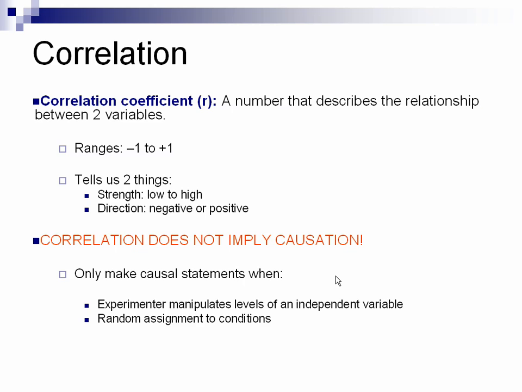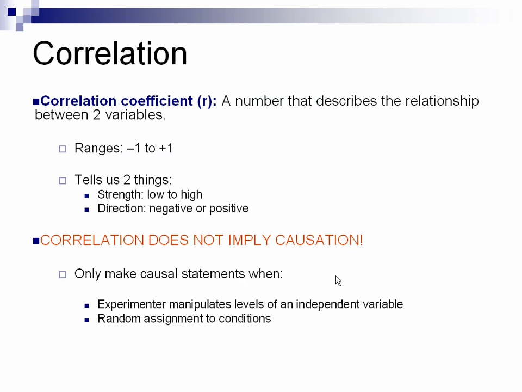In terms of direction, what we're talking about is the values of the variable and the direction that they're going. Positive direction simply means as the values of one variable are increasing, the values of the other variable are also increasing. For a negative relationship, as the values of one variable are increasing, the values of the other variable are decreasing, and vice versa. So they're going in opposite directions when you have a negative relationship.